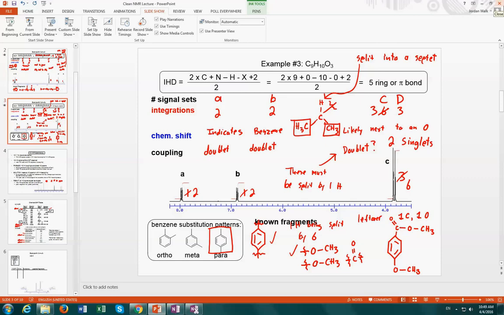If it was meta, you don't always get the most distinct signals from benzene, so you could see 3 signals, but you could also have overlap that just looks like a jumbled mess. So while you can get some information from the benzene peaks, you don't always get the information that you look for.